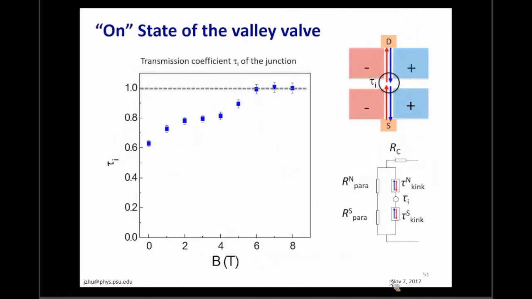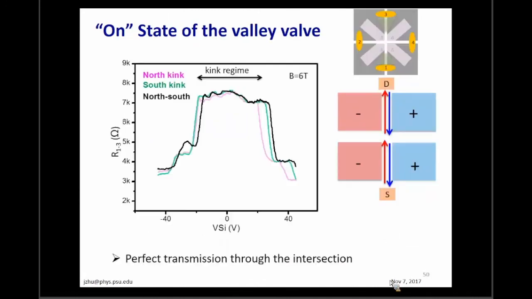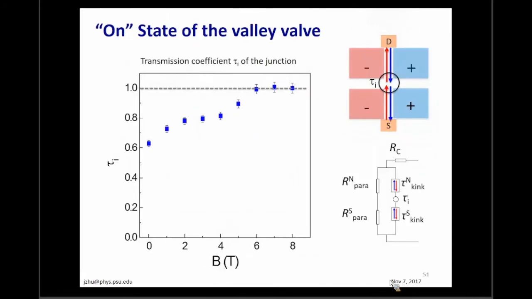When you lower the magnetic field, so that was at 6 Tesla, we have more mixing now in the junction because the gap is getting smaller. Right? So we see our transmission going down to about 0.6 or so when B equals 0. So that's the on-state of the valve.